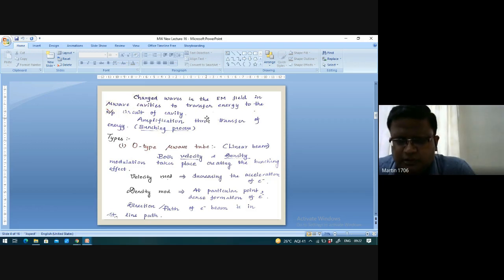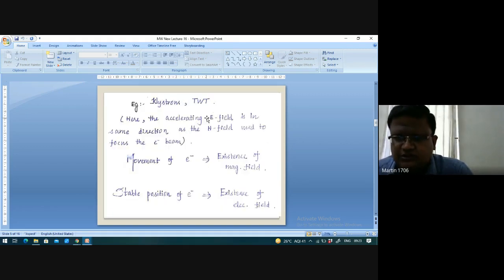The O type microwave tube is also called the linear beam. It works under the principle of two modulation schemes. One is velocity modulation, another one is density modulation. The density modulation is also called current modulation. The examples are klystron and TWT. TWT is a traveling wave tube.